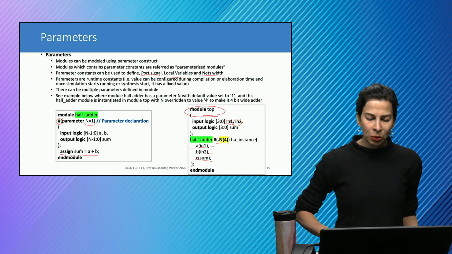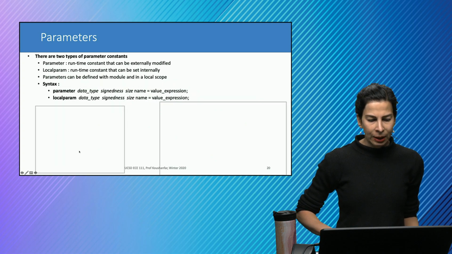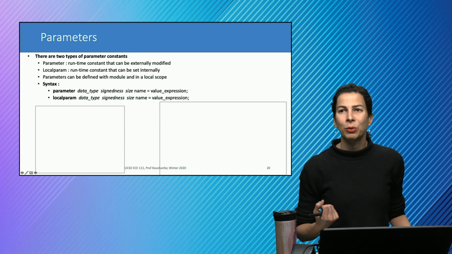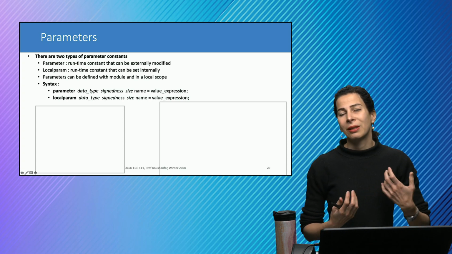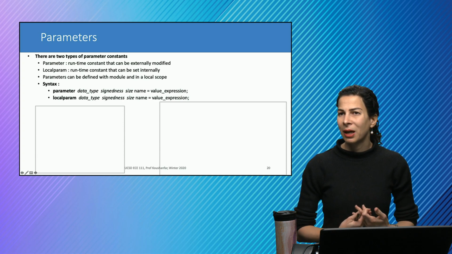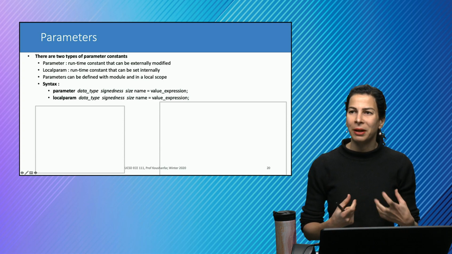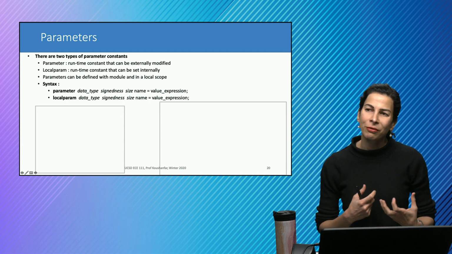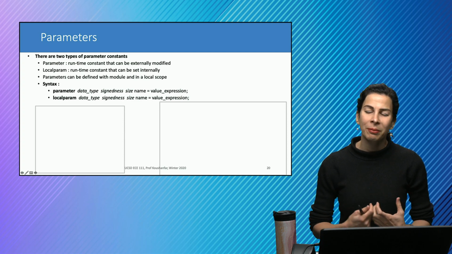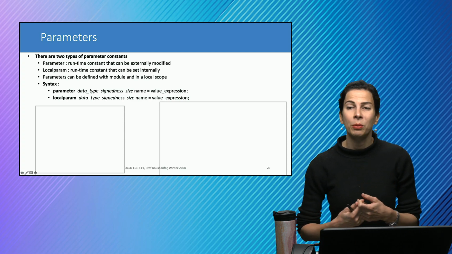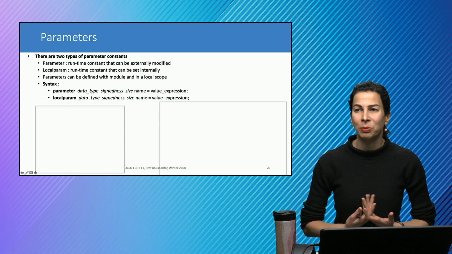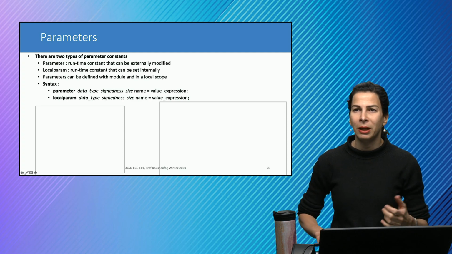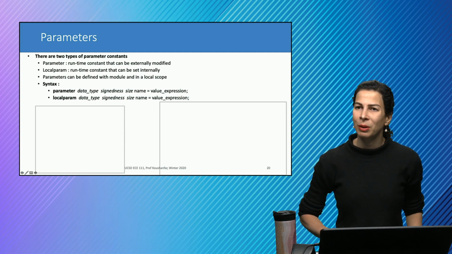The important thing to know is that there are 2 types of parameters. One is a global parameter; both of these are runtime constants, but we can externally modify the global ones. Local parameters can be internally modified as we go through the module, inside the module. The global parameters can be defined to go at the top level, and we can change them like what we have seen. The syntax for both of them is similar.